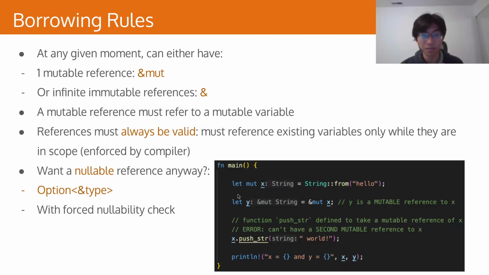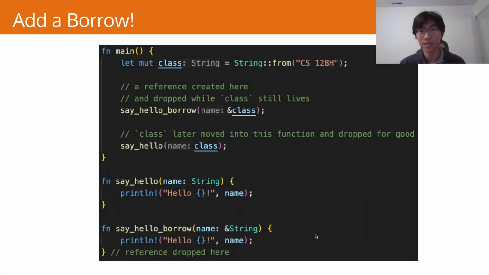So here, in this example, we declare x as a mutable string, and then y is a mutable reference to x. So here, when we try to use push_str, which takes a mutable reference of x, we have an error because we can't have a second mutable reference to x. y is already a mutable reference to x, so we can't have a second one, right? So this is one case of how borrowing works.